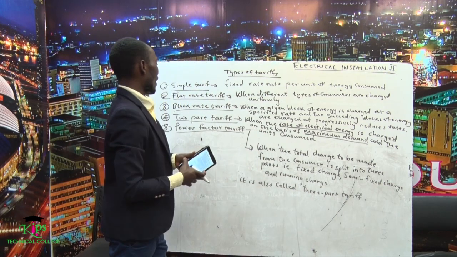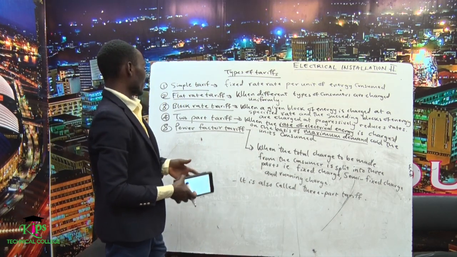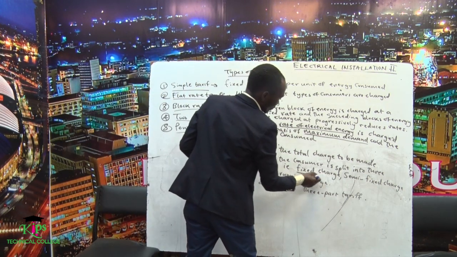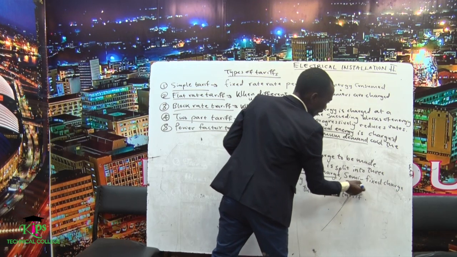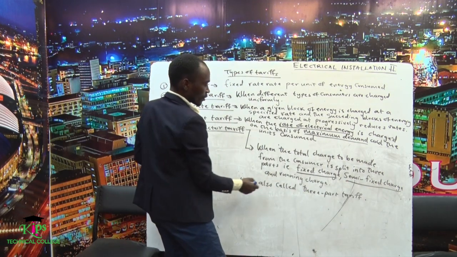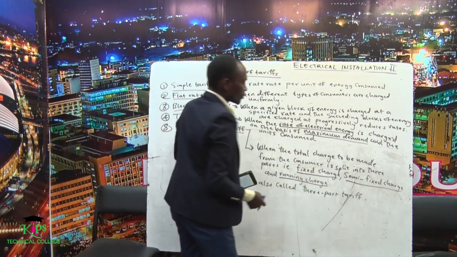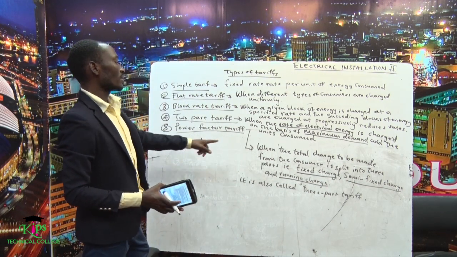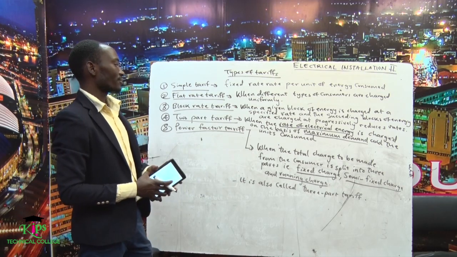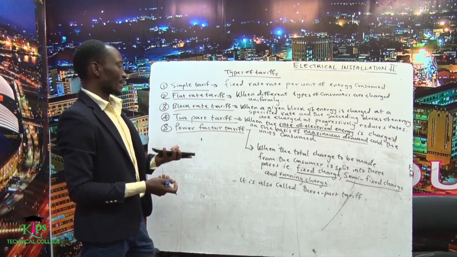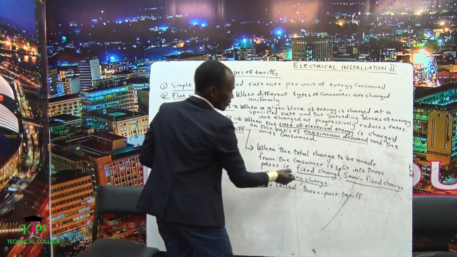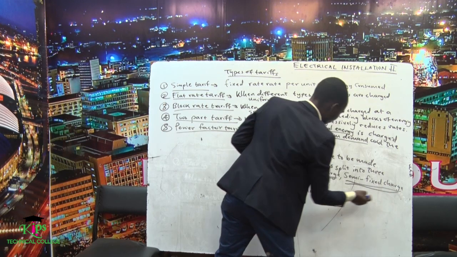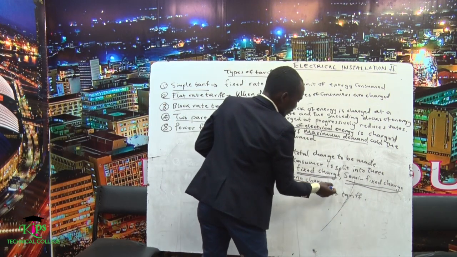The other one is the power factor tariff, and it is subdivided into three. We have the fixed charge, the semi-fixed charge, and the running charge. So in short, it can also be called the three-part tariff, where the total charge to be made from the consumer is split into three. We are also going to check on the fixed charge, the semi-fixed charge, and the running charge.